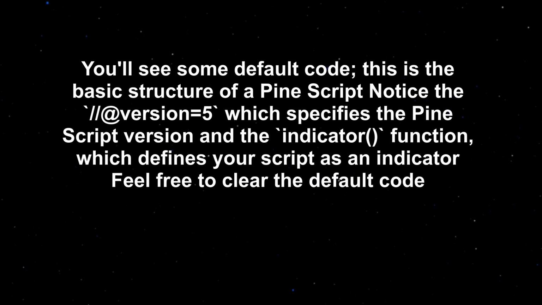You'll see some default code. This is the basic structure of a Pine script. Notice the version, which specifies the Pine script version, and the indicator function, which defines your script as an indicator. Feel free to clear the default code.